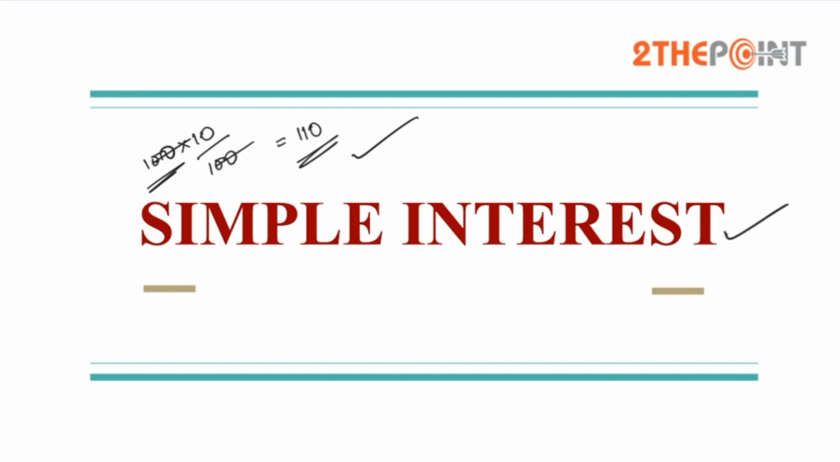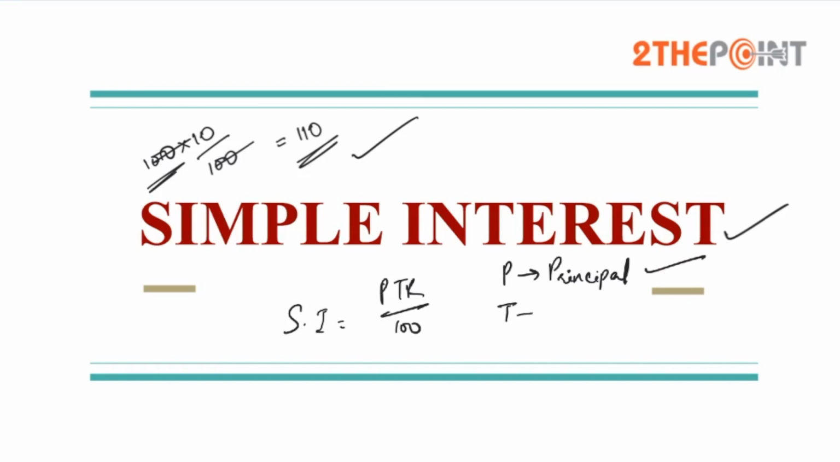The general formula used for simple interest is PTR by 100, where P is principal. Principal is nothing but the amount borrowed initially from a person, or the initial amount, the money borrowed or lent out for a certain period of time. It is said to be a principal.